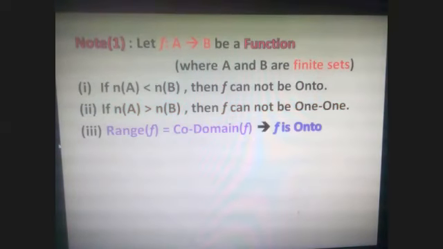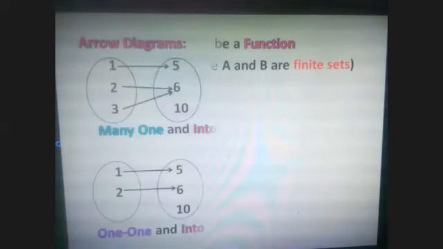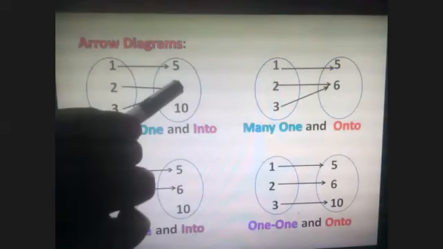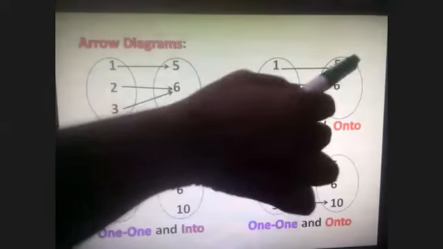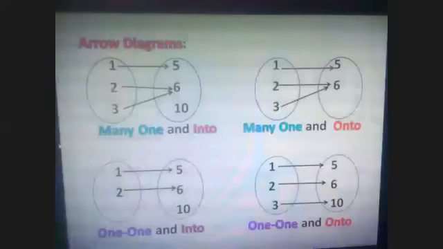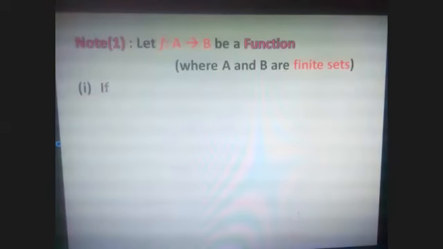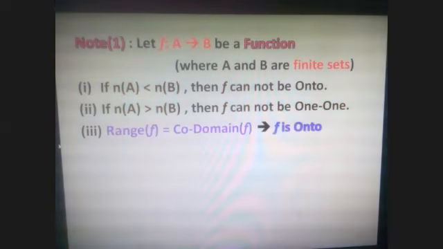Now, the range of f and the codomain of f are equal. That is the meaning of an onto function. In the codomain, all the elements are coming in the range. Suppose in this case the range is only 5, 6, whereas the codomain is 5, 6, 10. Whereas here the range is 5, 6 and the codomain is also 5, 6. When the range is equal to the codomain, it is onto. Clear? The points are clear?